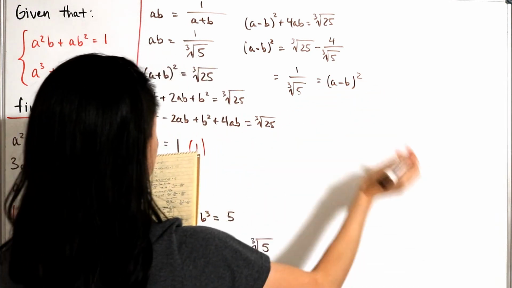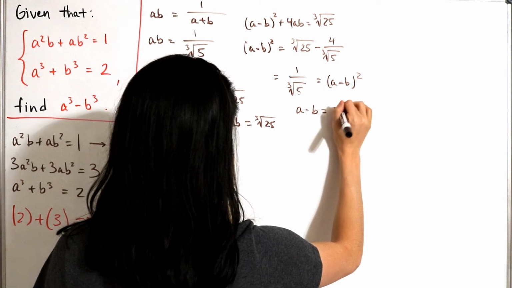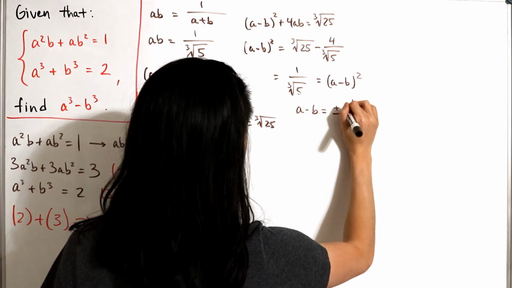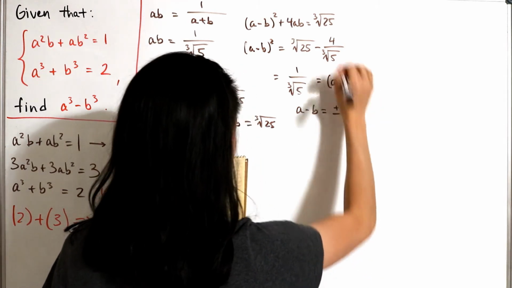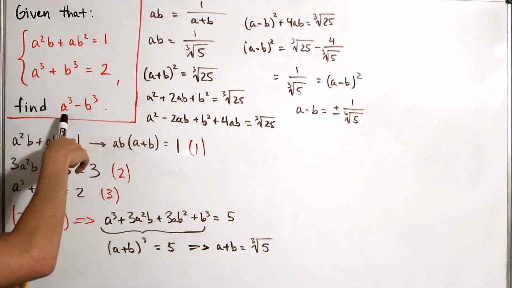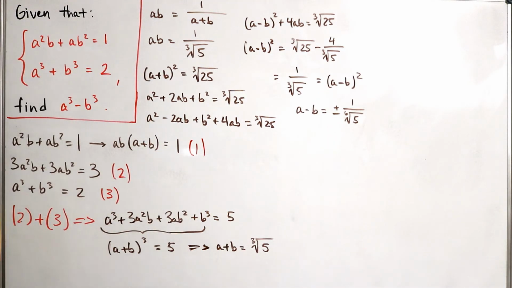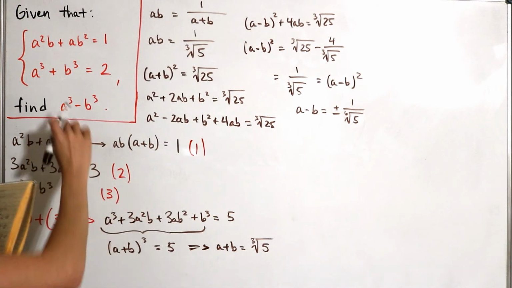If we take the square root of both sides, then we're also dealing with positive and negative values. So we have that a minus b is equal to positive and negative 1 divided by the cube, or rather the 6th root, since we're taking the square root, so it'll be the 6th root of 5. Going back to a cubed minus b cubed, now we have everything we just built up in order to find the true value of this.